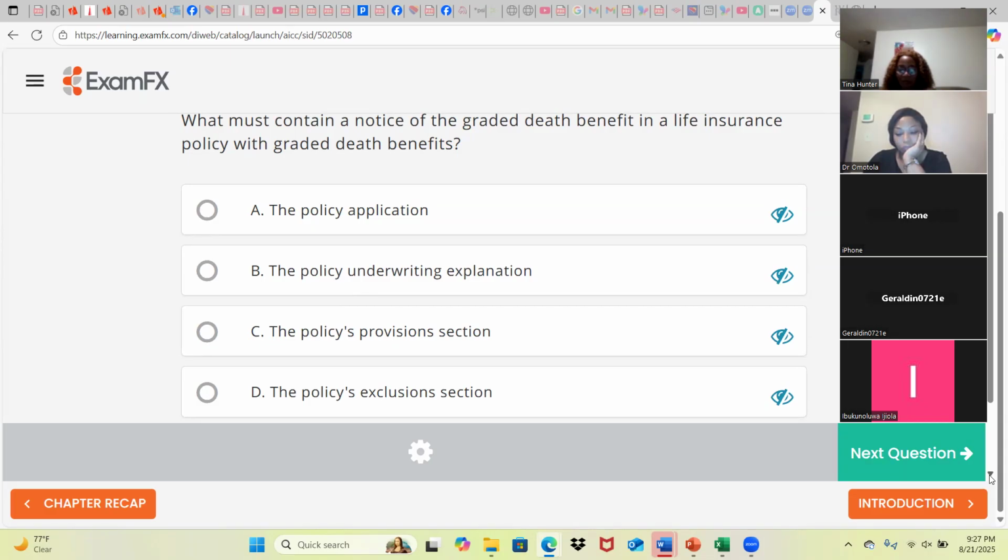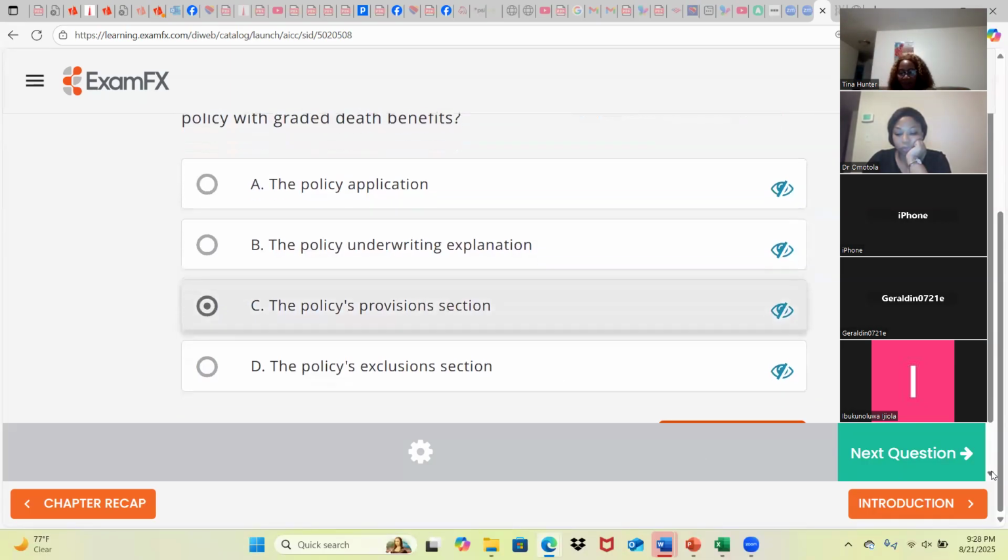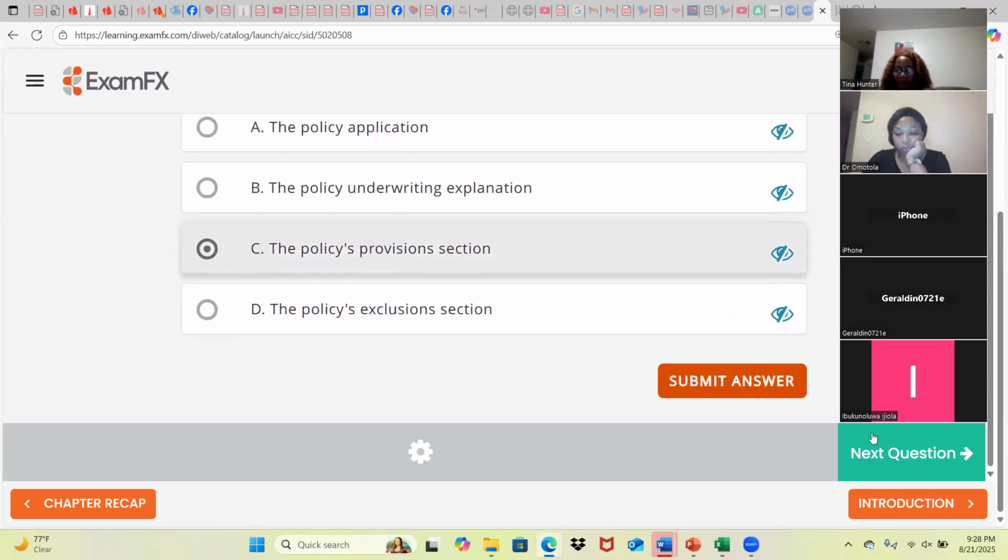Do we think it will have anything to do with the policy underwriting explanation? No. So we eliminate B and D. We are left with the policy application and the policy provision section. Application is not completed by the applicant. It's going to be C, the policy provisions section. So let's go with policy provisions and see.